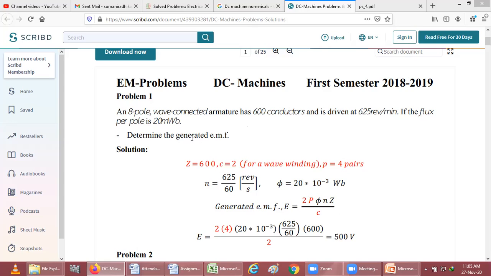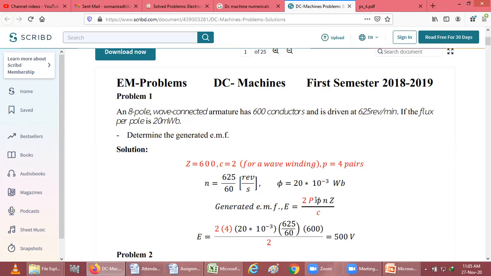They have given in this question 8 poles, the number of conductors, and the speed. So we have the equation for EMF, that is nothing but NPφ upon 60Z. So here we can write our generated EMF, because they have asked you to determine the generated EMF. You can consider that the DC machine works as a DC generator.